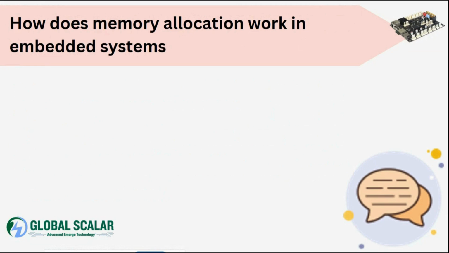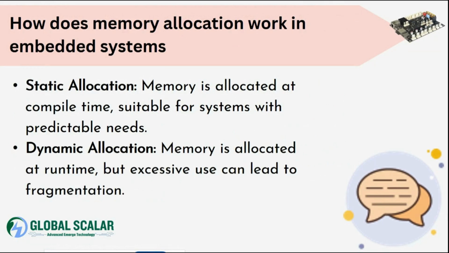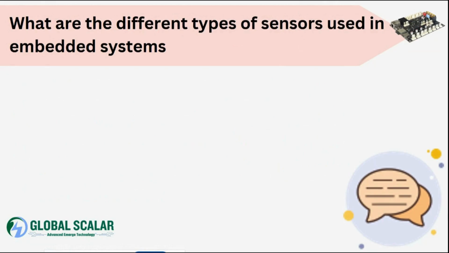How does memory allocation work in embedded systems? That is static allocation: memory is allocated at compile time, which is suitable for systems with periodic needs. Dynamic allocation: memory is allocated at runtime, but its execution can lead to fragmentation.